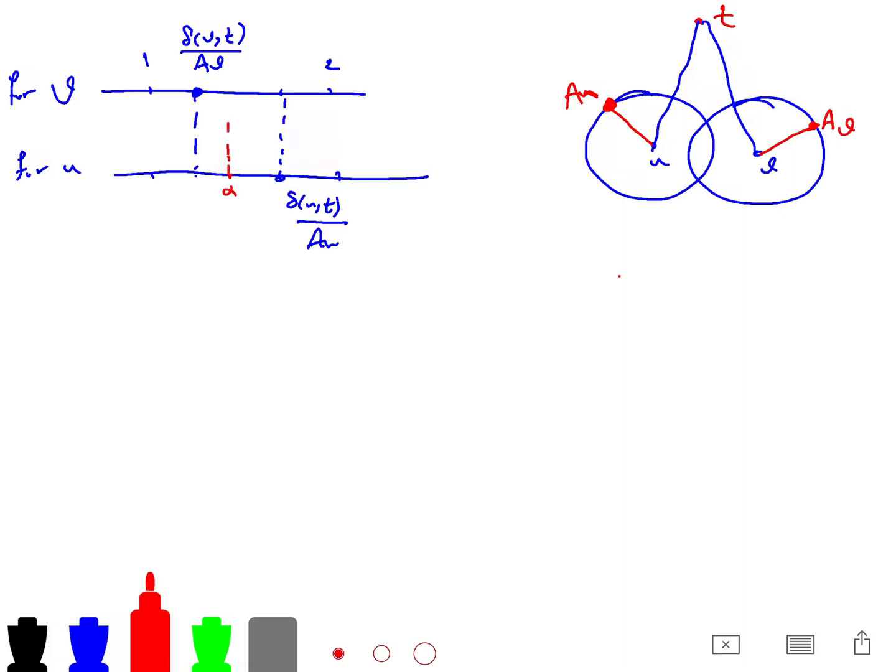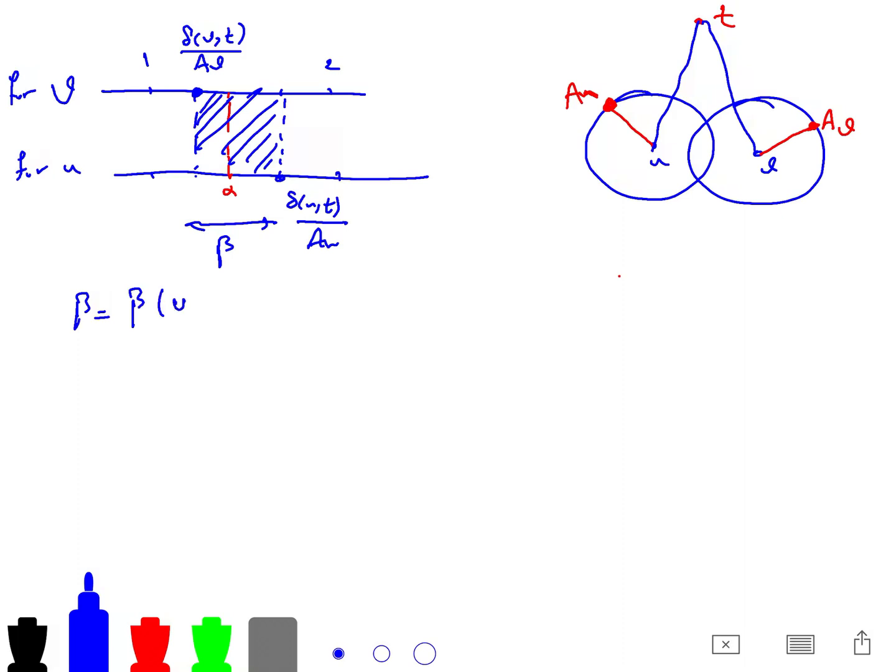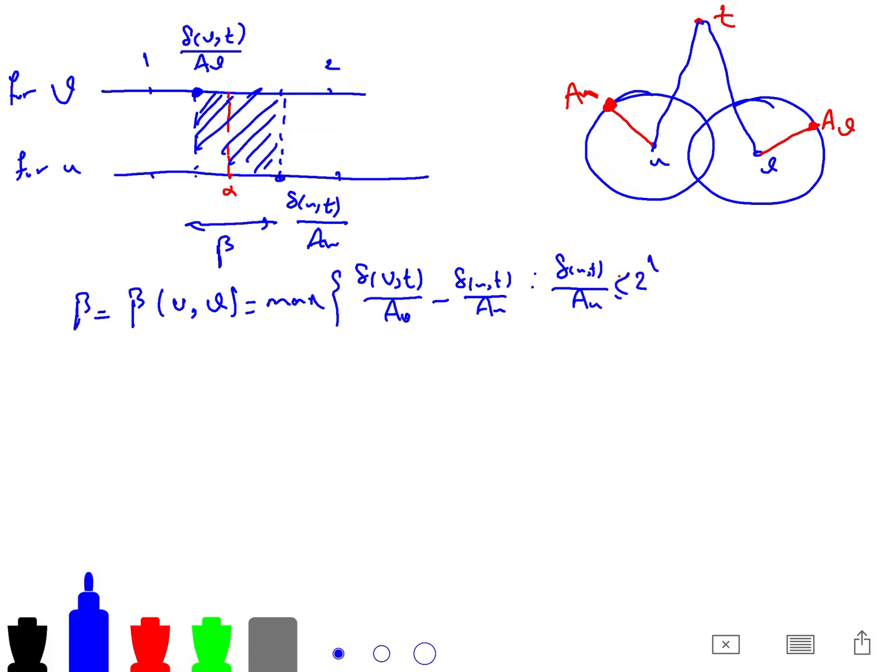For example, alpha is here, and it cuts that. So you want to reduce this probability, and it is bounded by beta. What is beta? Beta is just, for any vertices U and V, you can define it as the maximum of this distance: the maximum of delta(V, T) divided by AV minus delta(U, T) divided by AU, such that delta(U, T) divided by AU is less than 2 for any terminal T.